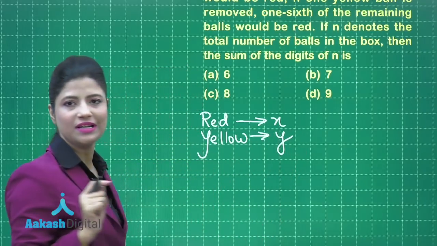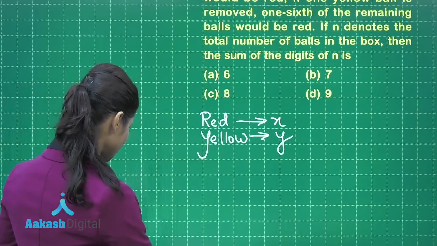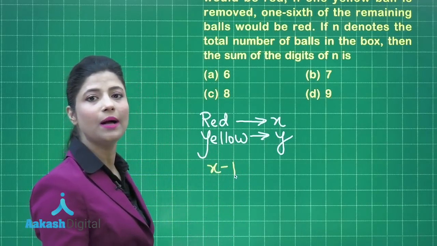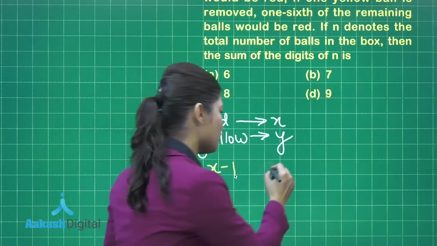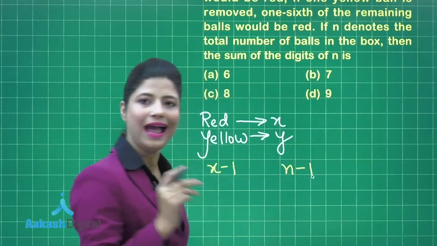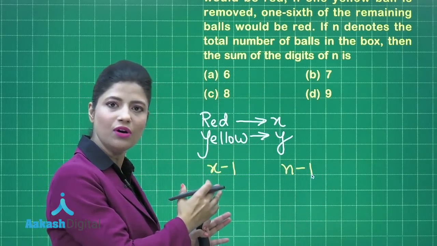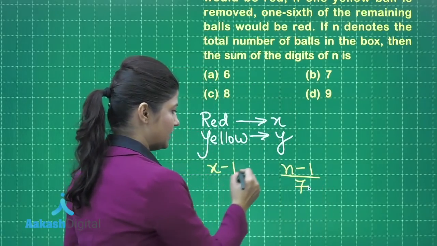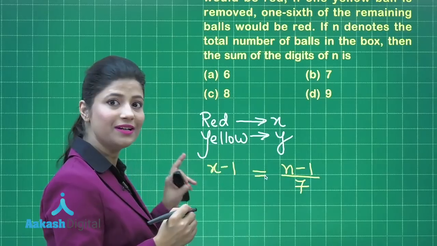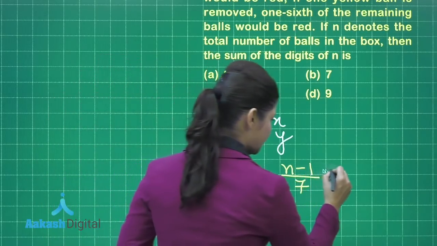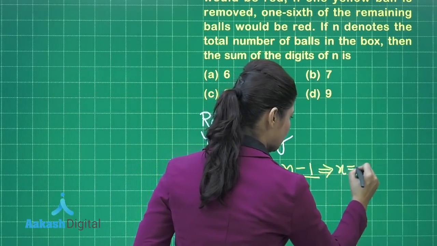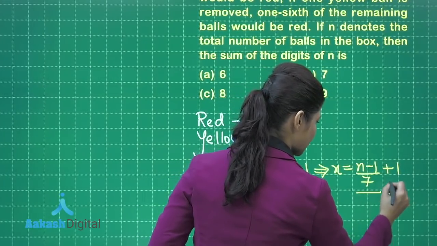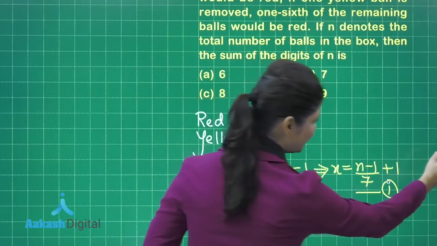So as per the first condition given in this question, if one red ball is removed, then the number of red balls will become x minus 1 and the total number of balls will become n minus 1. And it is being stated that when one red ball is removed, 1/7 of the remaining balls is equal to the number of red balls. So here it gives you an equation which you can easily simplify to get x equal to (n minus 1)/7 plus 1. Let's consider this to be the first equation according to the first condition.